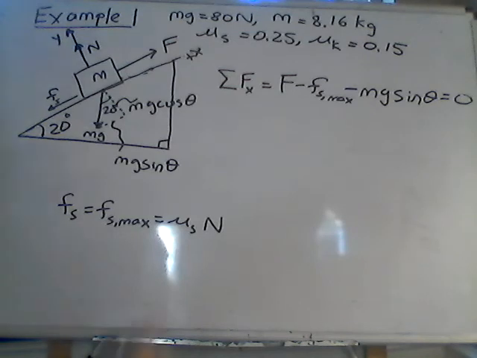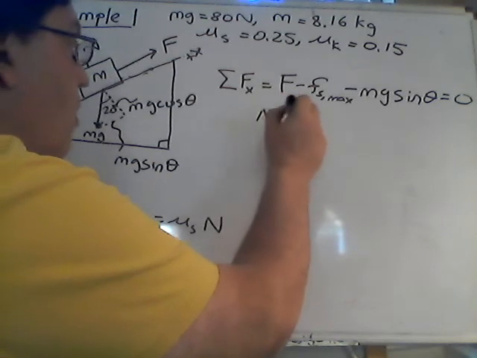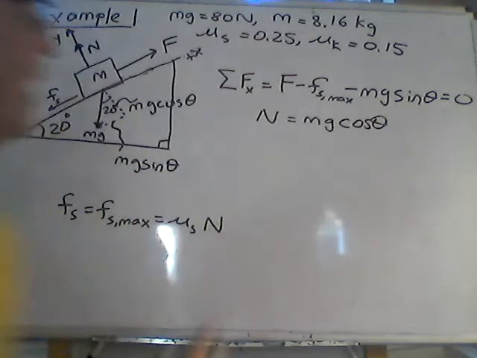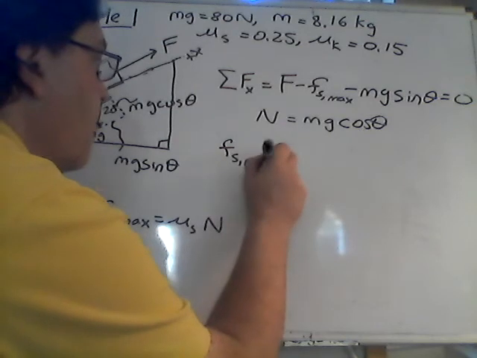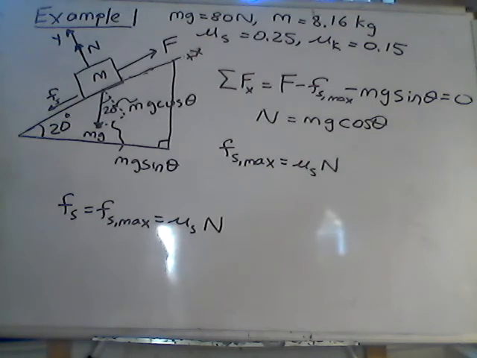Okay? And again, the Y component algebra is exactly the same as it was before. I'm just going to write it down. Your Y component, remember, all it tells you is that N equals mg cosine theta. Again, you can do it over and over again. It's deja vu. So what's happening now is that F sub X max is going to be mu sub S times normal, because I'm reaching that breaking point again.